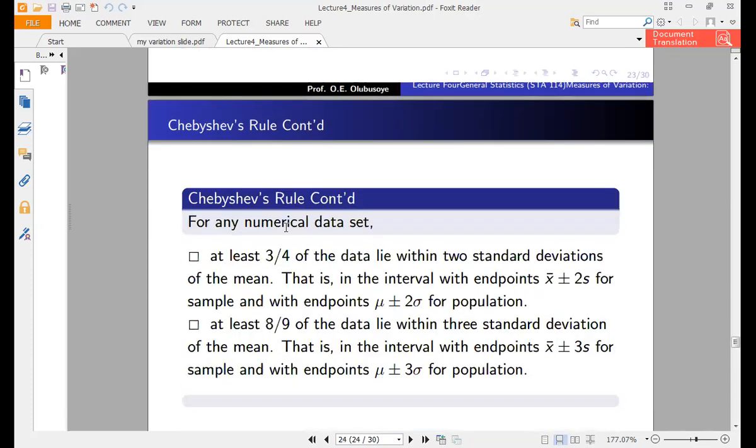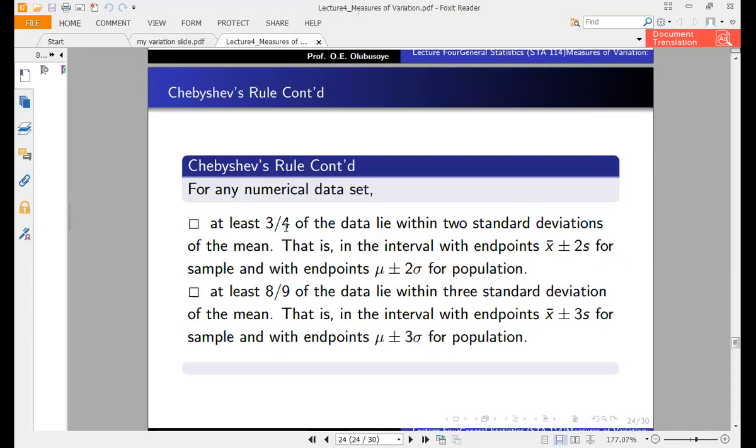What is the Chebyshev rule? What does it say? The Chebyshev rule states that at least 3/4 of data will lie within 2 standard deviations of the mean. That is, if you form an interval by deviating by 2 standard deviations from the mean, you will realize that at least 3/4 of data will lie in that range. Another way to state it is that at least 75% of data will lie within 2 standard deviations. You can see both 3/4 and 75% are the same.